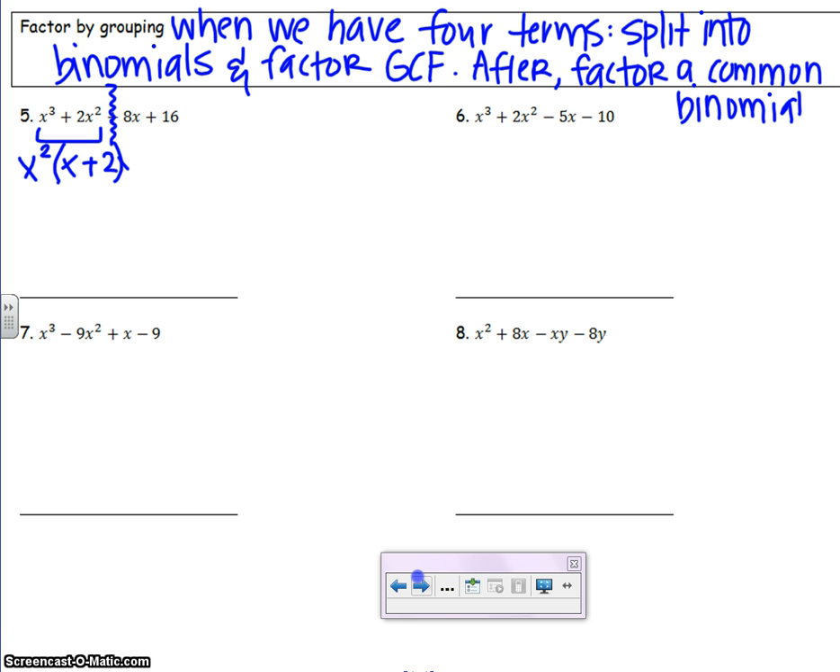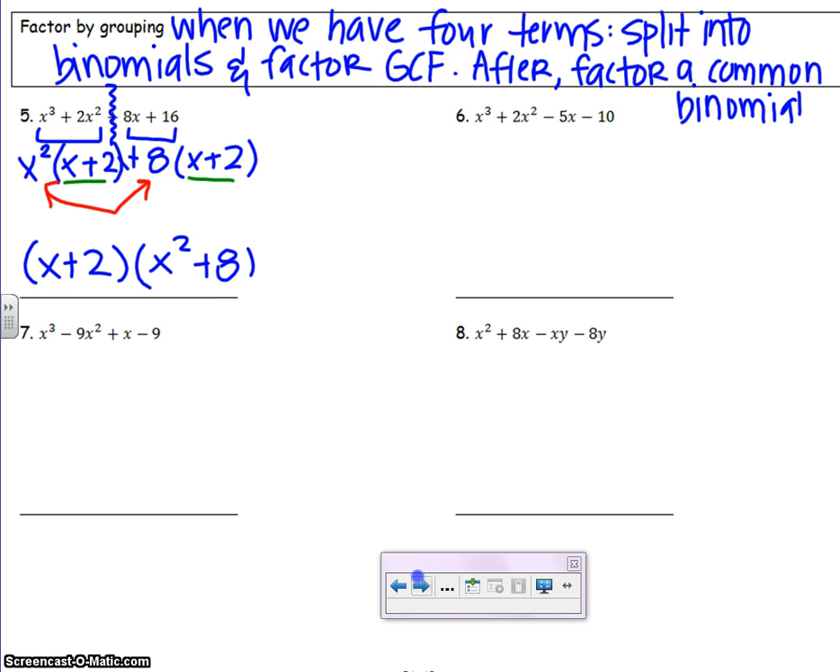And now I'm going to look at my other part, 8x plus 16, and I see that 8 is going to be my GCF of 8x and 16. So I factor out the 8, and I'm also left with 8 times (x plus 2). Now I can see that I have a common binomial of x plus 2, so I'm going to factor that out. So I have x plus 2, and then I will just leave x squared plus 8 in parentheses. Now, if we were to FOIL that back, we would get the exact same thing as we did when we started.